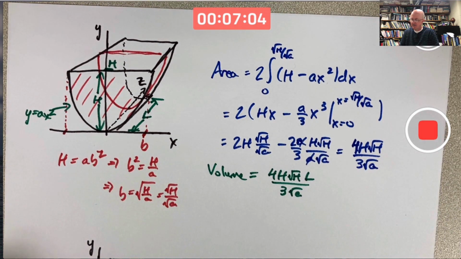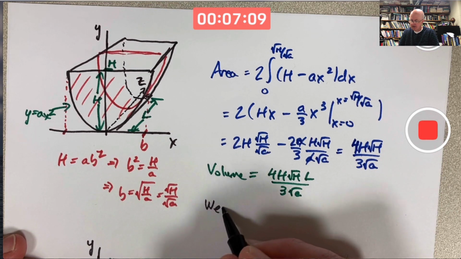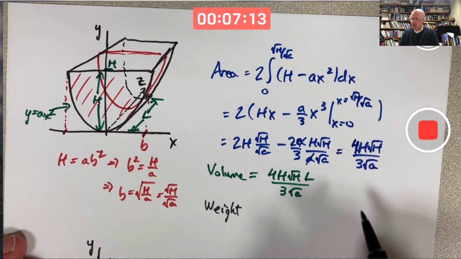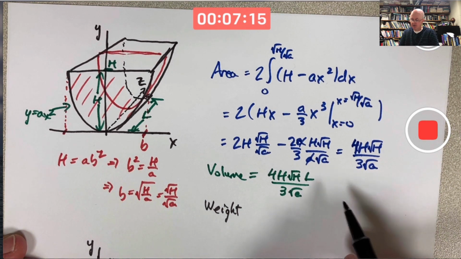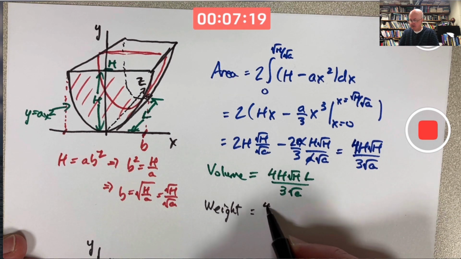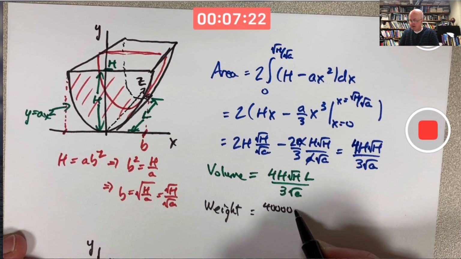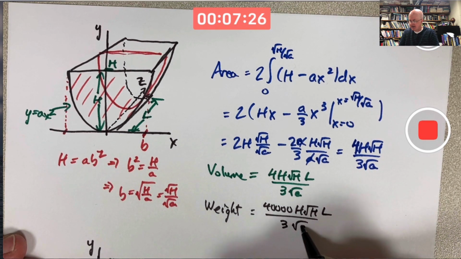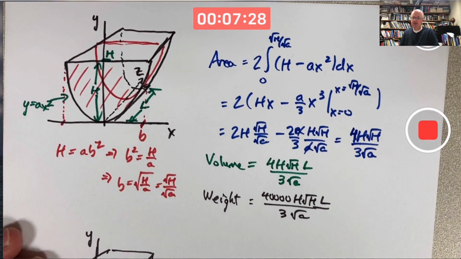And finally, the final answer for the maximum weight, I just need to multiply that by 10,000 newtons per cubic meter. This would be in cubic meters. Effectively multiply the 4 by 10,000 to get 40,000 h square root of h times L divided by 3 square root of a. So certainly if you knew the particular values of h, L, and a for your particular hull that looks like this, you can plug them in and figure out this weight in newtons.